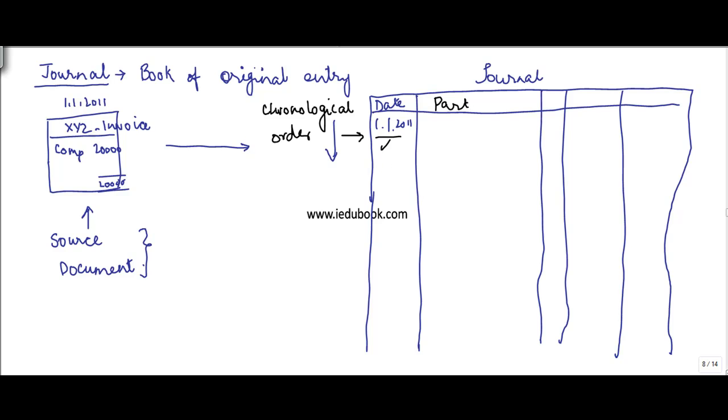Then you have a particulars column. The particulars column captures which accounts are affected. There is an LF column, or the ledger folio, which indicates on what page of the ledger this particular account is posted. You have a debit amount and a credit amount. Let's see this account. When you purchased a computer, let's say you purchased it for cash.